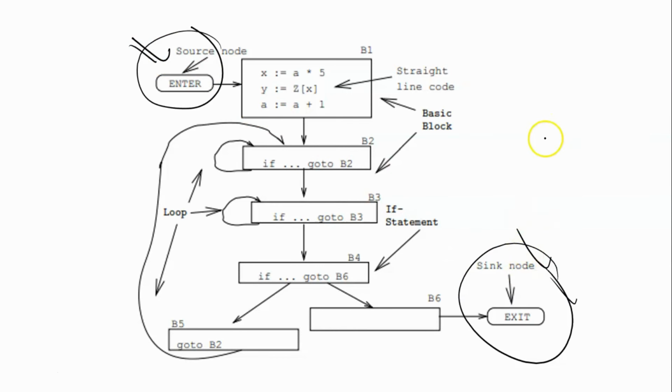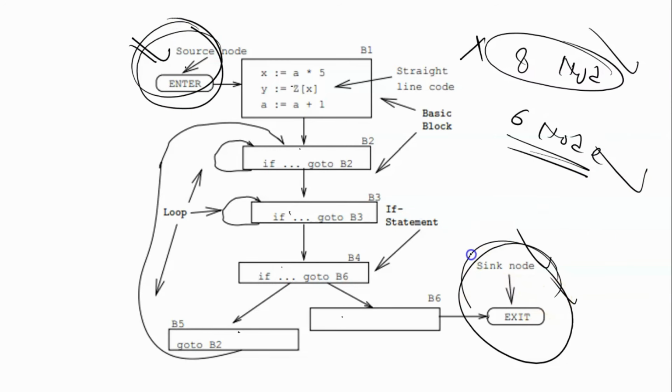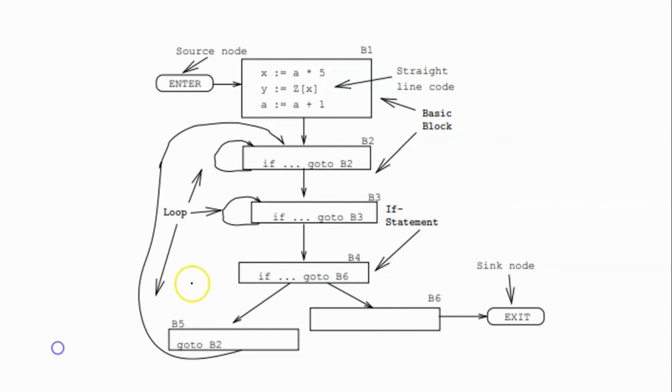But some authors do not put these nodes. So it depends on author to author. Like in this question, if they ask you how many nodes are there, then 1 2 3 4 5 6 7 8. Either you can say 8 nodes, or you can say 6 nodes, whichever is in the option. Because some authors put these special nodes, some authors do not put. So this is an ambiguous thing actually.